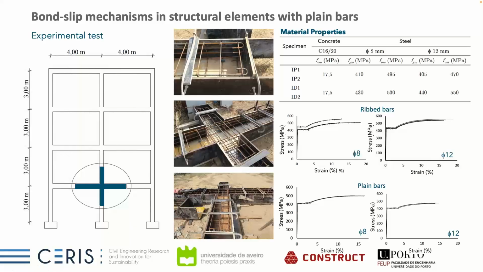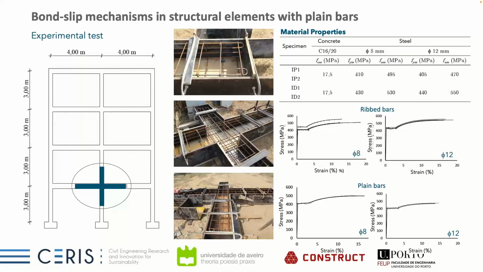Here are the properties of the materials used. So as I explained, we have constructed 4 beam column joints, 2 with plain bars and 2 with deformed bars, all with the same concrete, a poor concrete, like I explained. And even using deformed and plain bars, the yielding stress is more or less similar. Then the ultimate stress is a little bit higher in the deformed bars, and this is important for the bars of 8 and for the bars of 12. This is important to analyze the results later on, because the main material properties are also different.